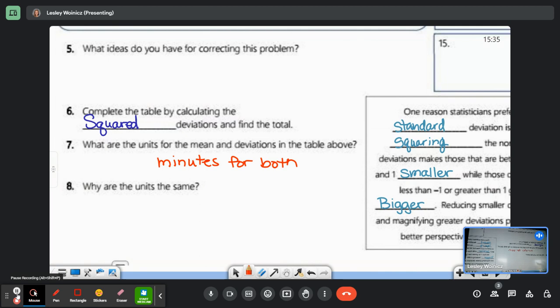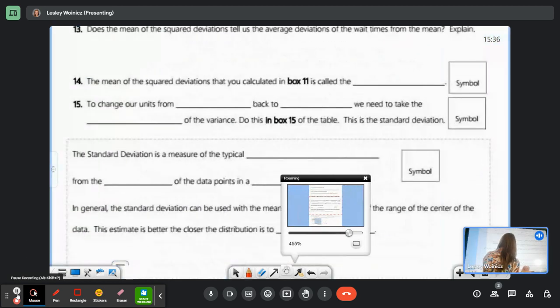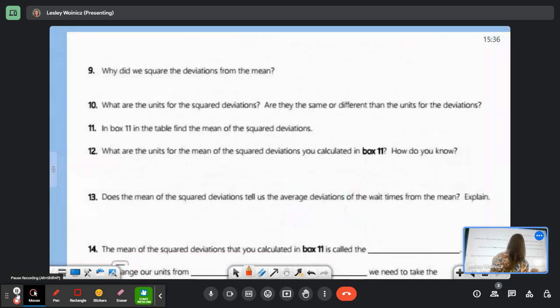Yeah, the deviations are a difference of minutes. So if I take 5 minutes and subtract 2.15 minutes, I'm going to get minutes because it's a difference of minutes, right? Okay, perfect. Flip to the next page. Why did we square our deviations from the mean? So we didn't have negatives. Correct, to get rid of the negatives. Write that down.